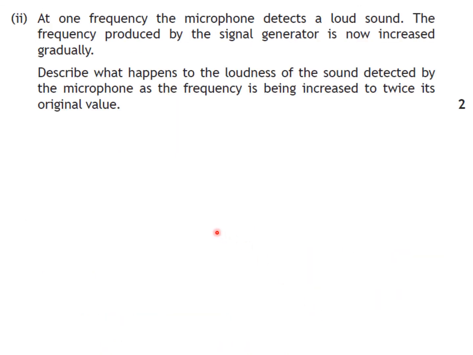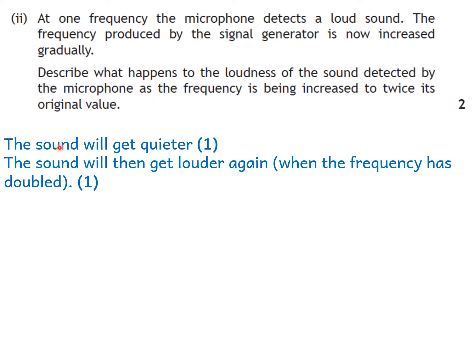Now, the second one: at one frequency, the microphone detects a loud sound. The frequency produced by the signal generator is now increased gradually. Describe what happens to the loudness of the sound detected by the microphone as the frequency is increased to twice its original value. Pause the video and have a wee think. So the answer is the following: the sound will get quieter, and then the sound will get louder again when the frequency has doubled.